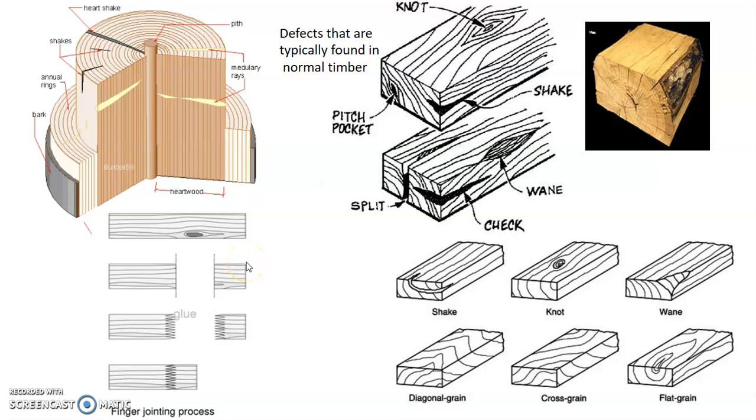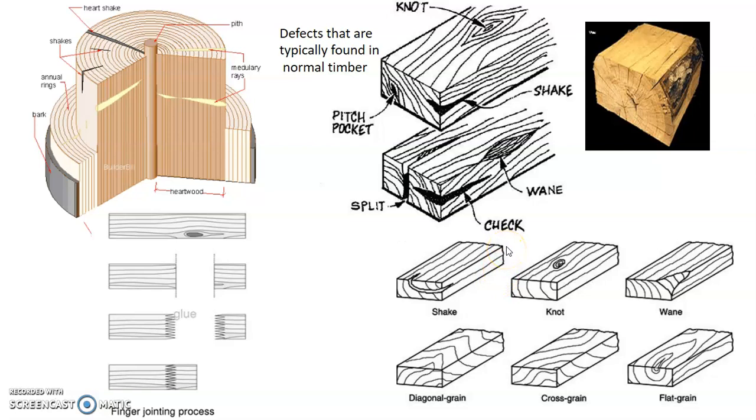Let's look at the concept of cross-laminated timber and glue-laminated timber. You can see on the diagram on the right, a normal piece of timber comes with a lot of different types of defects. So it is not very easy to find a perfect piece of timber that can be free of defects such that it can be used for structural purposes.